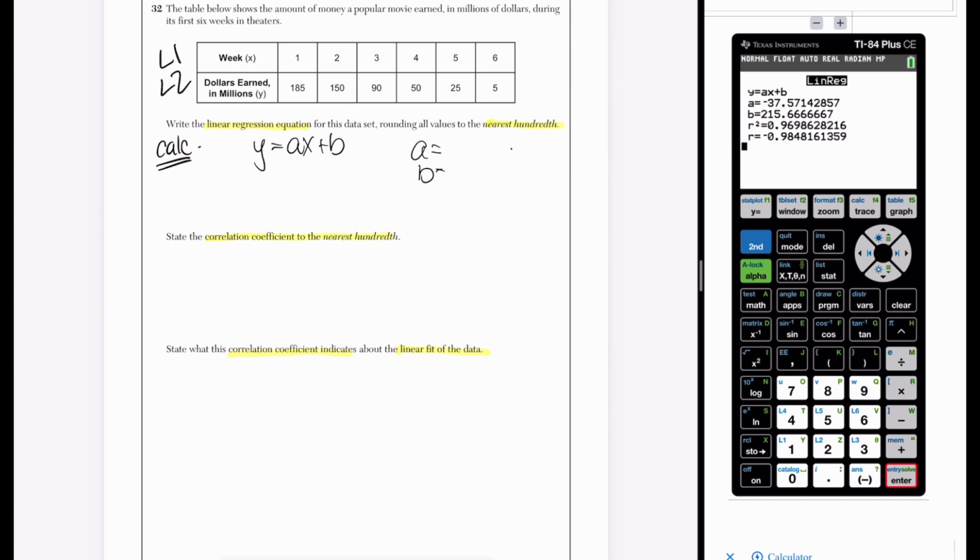And remember, we're rounding to the nearest hundredth. So for a, it's -37 and 57 hundredths, because there's a 1 behind it. So we're going to round it to 57.